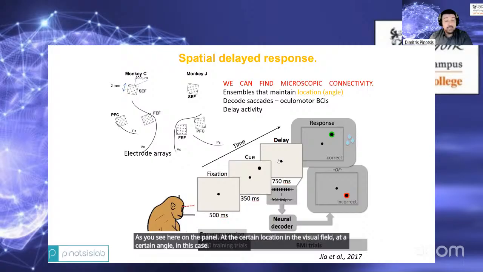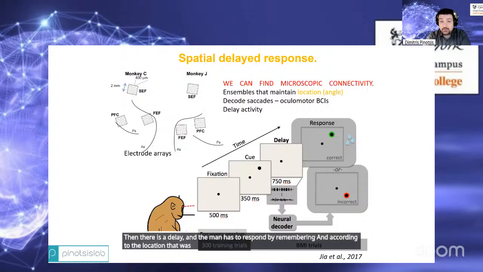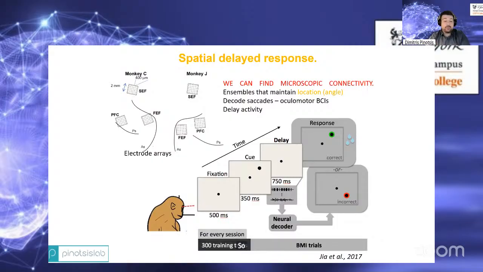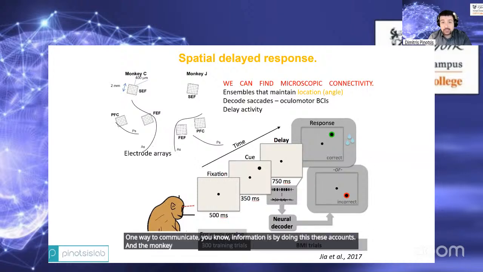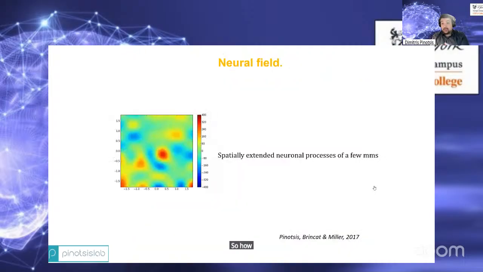Then there is a delay, and the monkey has to respond by remembering and saccading to the location that was presented to them. When you have a paraplegic, for example, one way to communicate information is by doing these saccades. If the monkey remembers the correct location, the green dot, it is happy and gets a reward, and when it's incorrect, it does not. So how can we now find these microscopic patterns of effective connectivity?